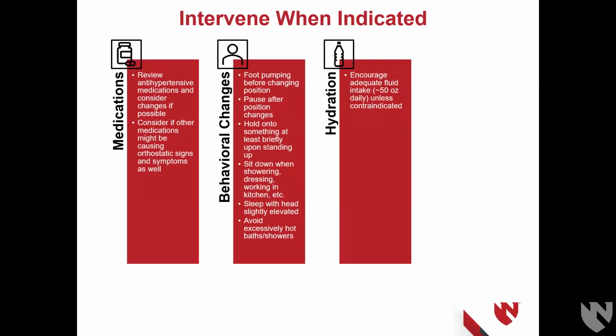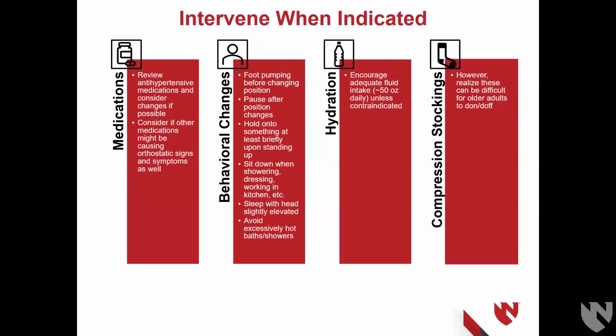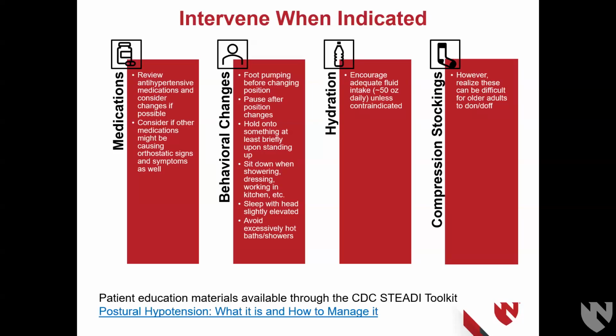Hydration might need to be addressed with your patient to address orthostatic blood pressure because low blood volume can contribute to low blood pressure. And lastly, compression stockings might need to be considered. That said, these can be extremely difficult for anyone to don and doff, but especially older adults who might have arthritic joints and weakness in their hands and extremities. So these are likely not the first intervention to consider.